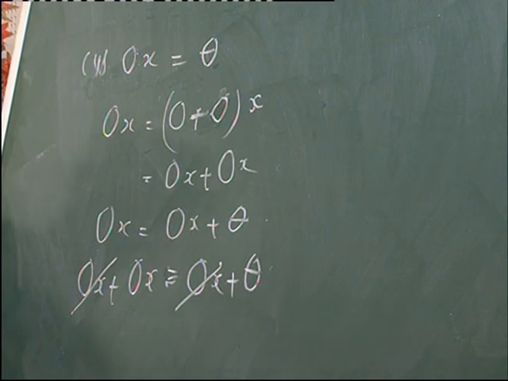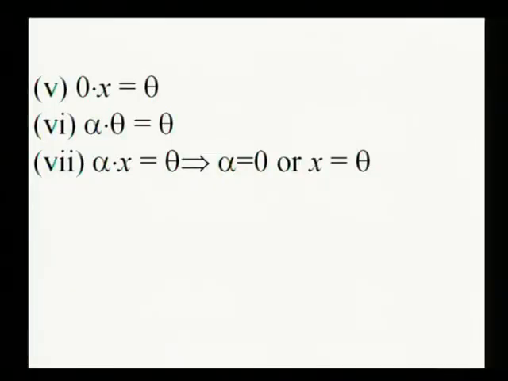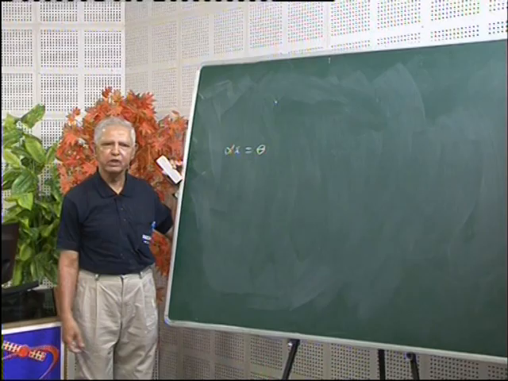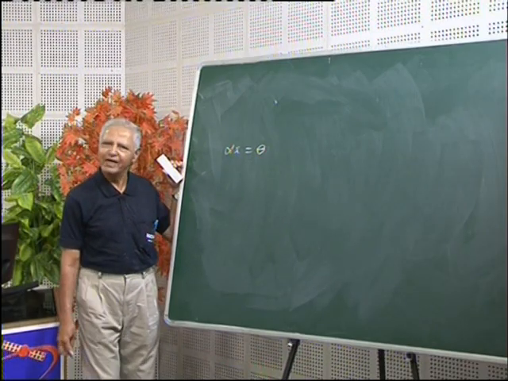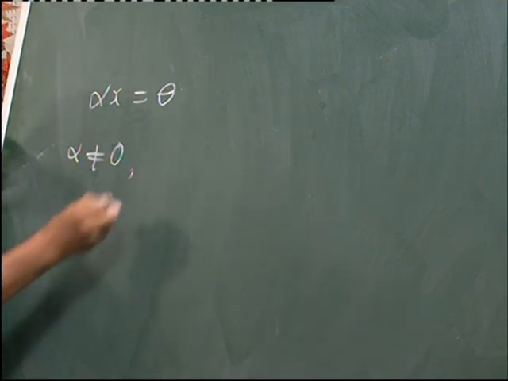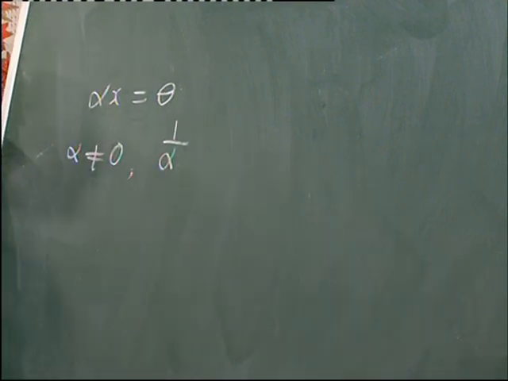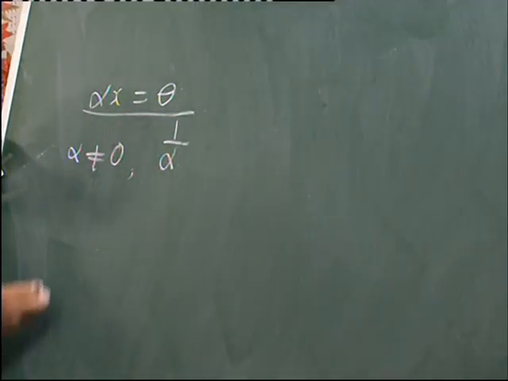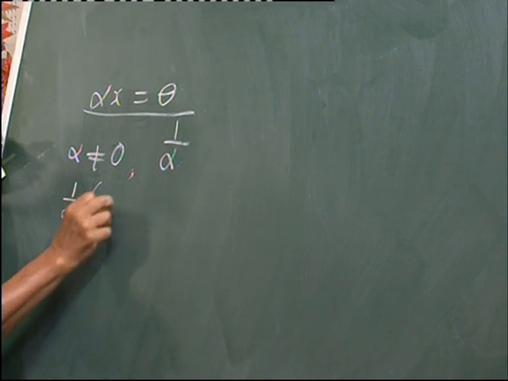Now, I prove the last property. Alpha x = 0 vector is given, and we want to prove that either alpha = 0 or x is a 0 vector. If alpha = 0, we are through. If alpha is not 0, then alpha being a real number, the real number 1 upon alpha is well defined, and so we pre-multiply this equation by 1 upon alpha.